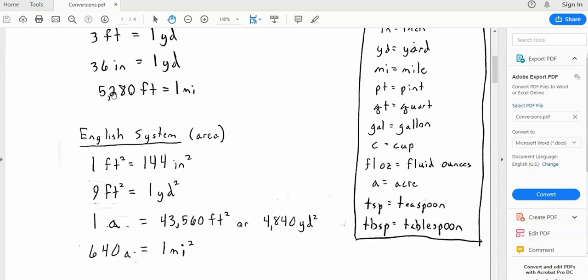Down here, you can see how acres is related to miles. So these first two are all about our English system. Down here, you also have the English system for volume and things like that.